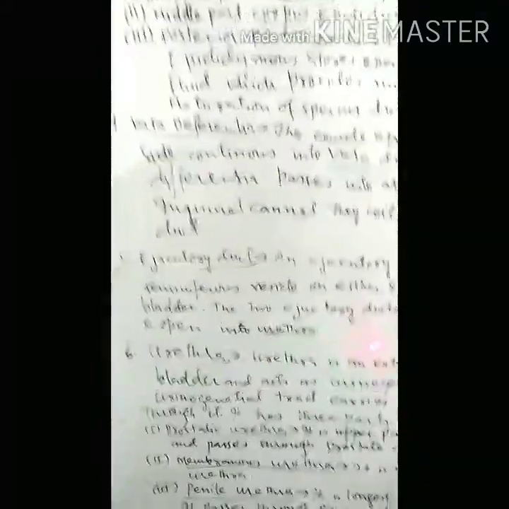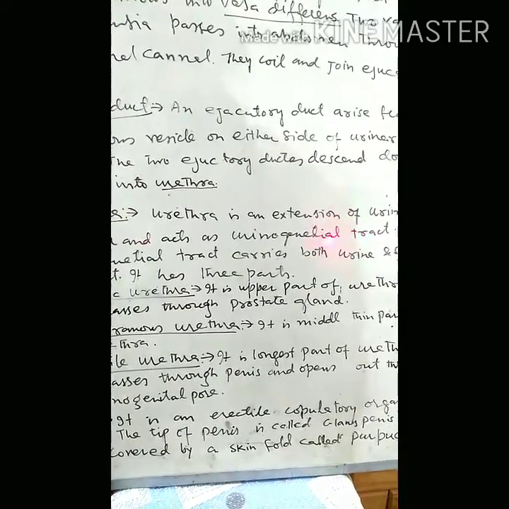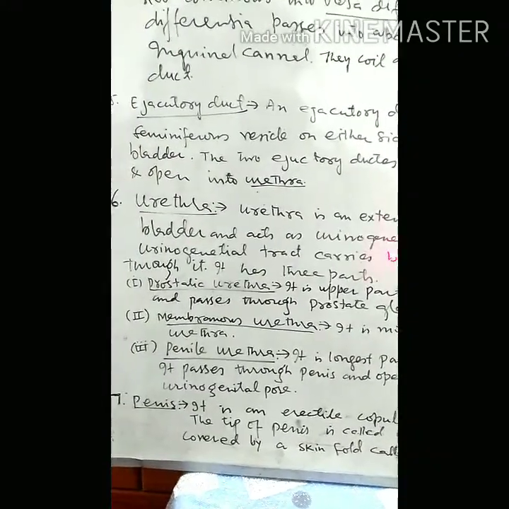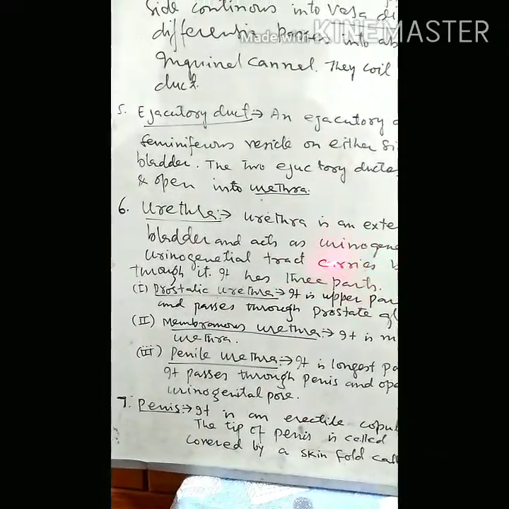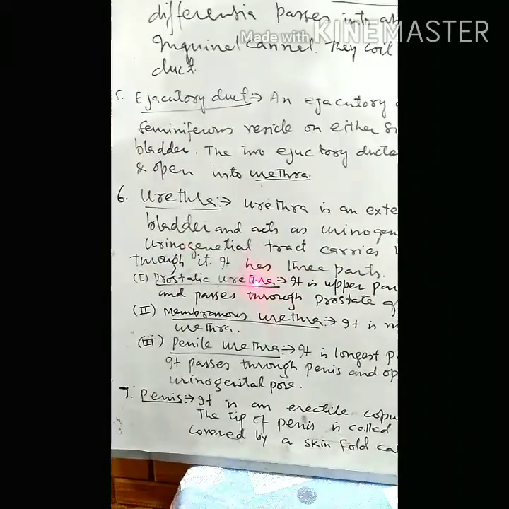Now, the urethra is an extension of the urinary bladder and acts as a urinogenital tract. The urinogenital tract carries both urine and sperms. That is the two functions of the urethra. It has three parts.